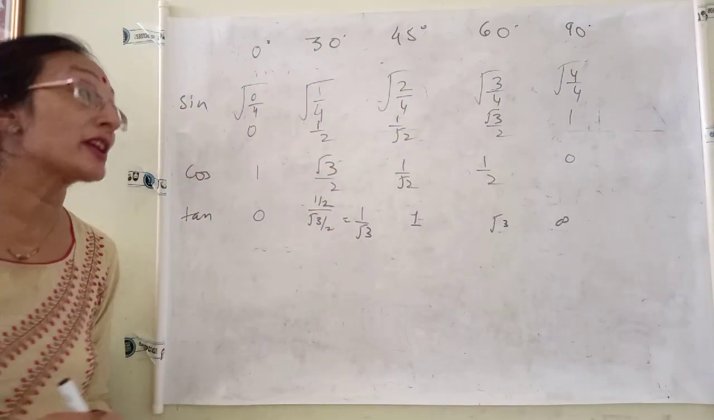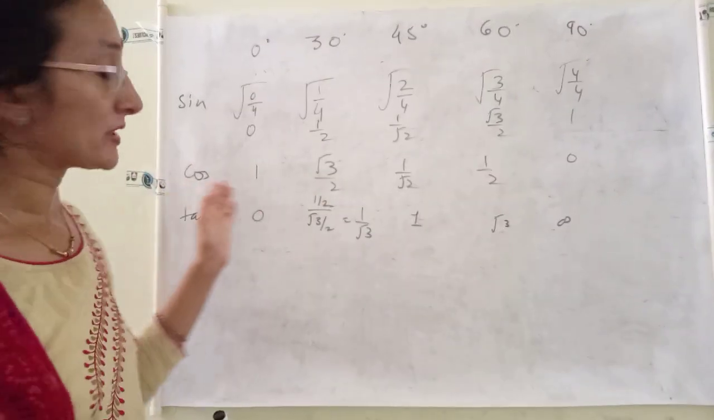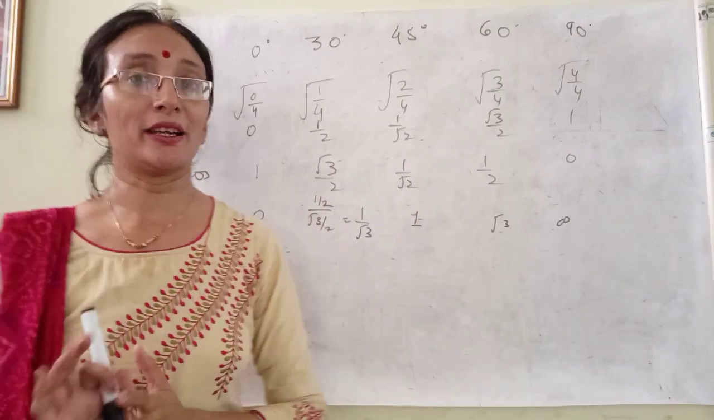Very easy. In the same way you can find the values of cosec for these angles, sec reverse of cos and then cot reverse of tan. Okay, bye.